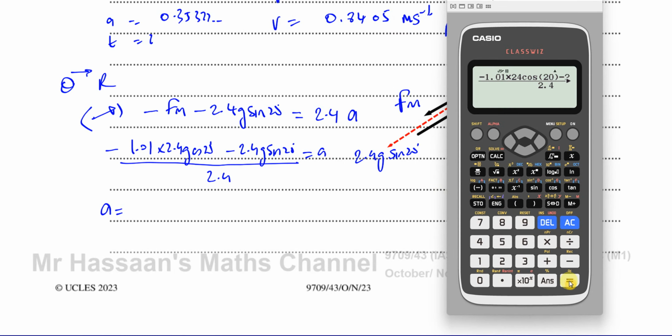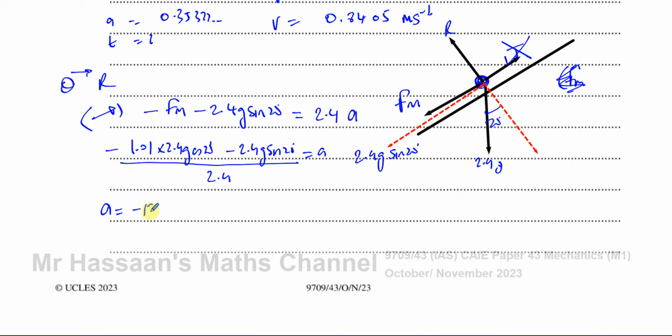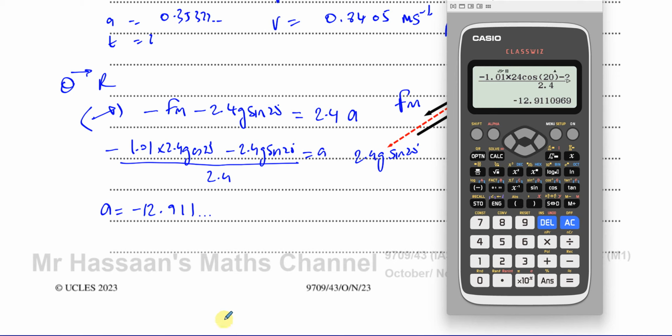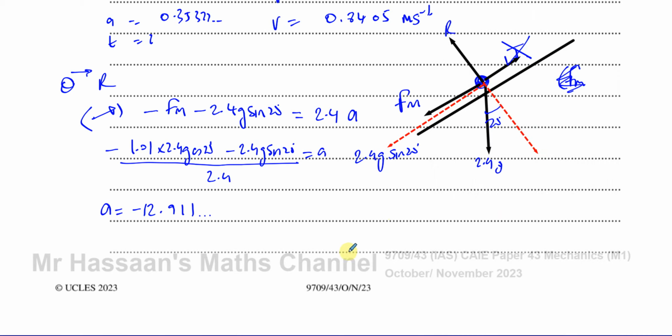Negative 12.911. That's acceleration. So I'll store that as B. So I've got the acceleration as B in my calculator, and this is A in my memory. Now I have my new acceleration in my new situation between Q and R, which is when the string has become taut, and now it's just moving without the tension up the plane.